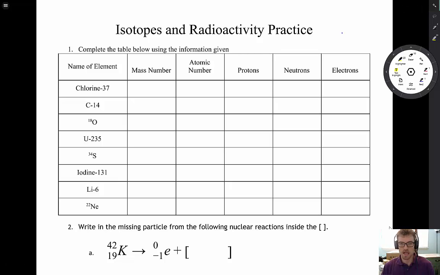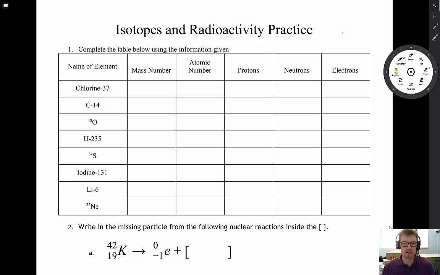Today we're going to be taking a look at isotopes and radioactivity. How do we write nuclear reaction equations? I'm going to do a couple of example problems here to help show you how to do it, and then you'll complete the rest of this on your own.